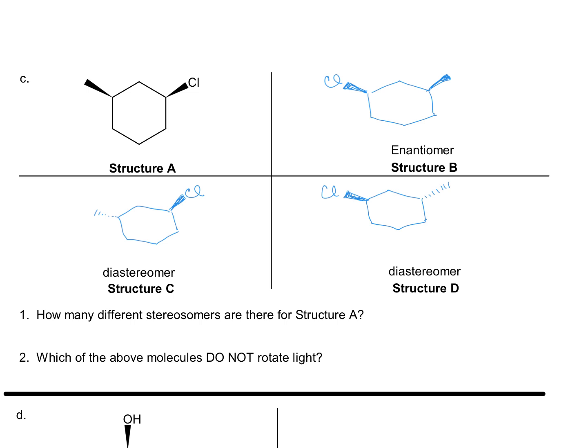So when it asks how many different stereoisomers there are, it is the maximum number for two chiral centers, which in this case is 4. And then it asks which of the above molecules do not rotate light, and all of them rotate light because all of them are chiral. We have no meso molecules.